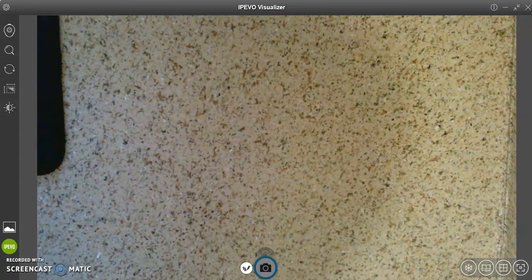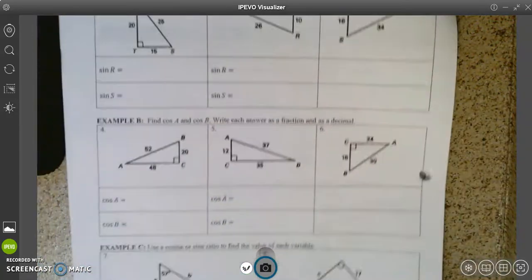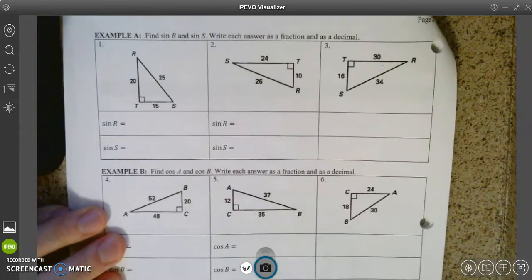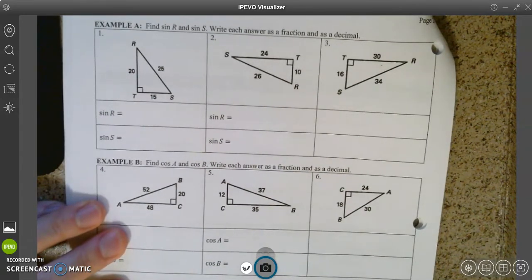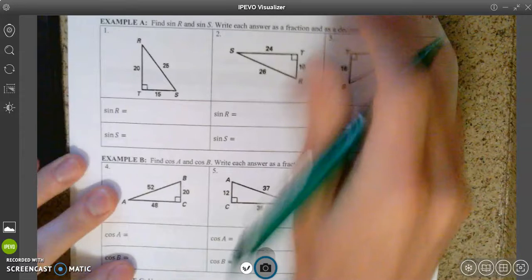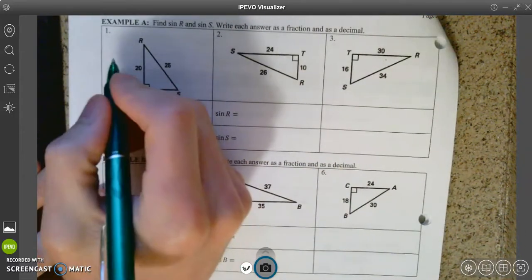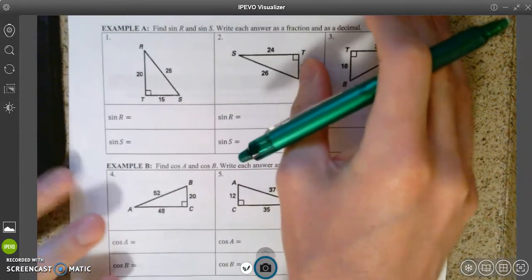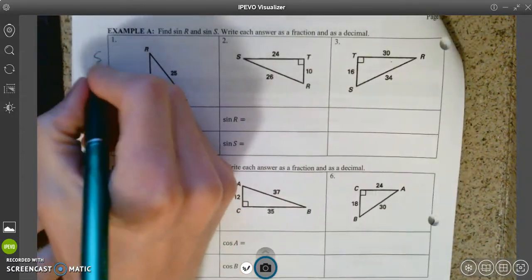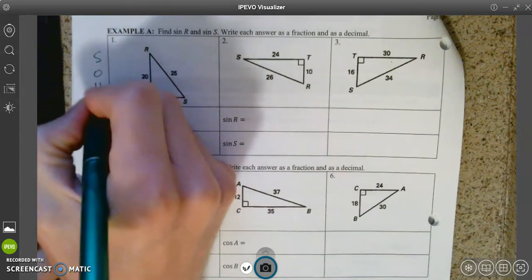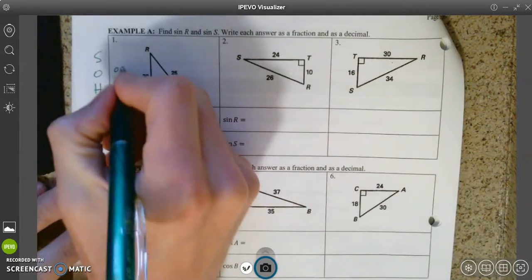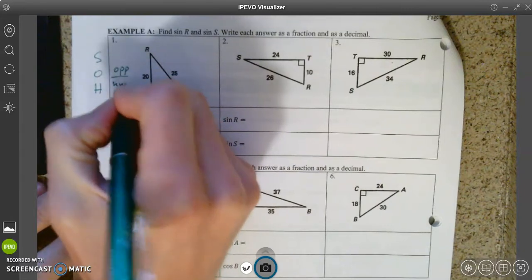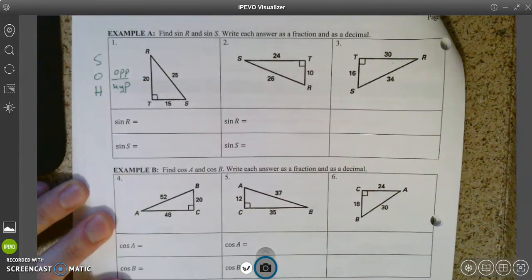So we're going to use those to find the values. This one we're going to do sine of R and sine of S. It says write each answer as a fraction and as a decimal. So remember sine from the previous page, SOHCAHTOA. That's going to be opposite over hypotenuse. And this is just from the previous page. You can flip back to verify.